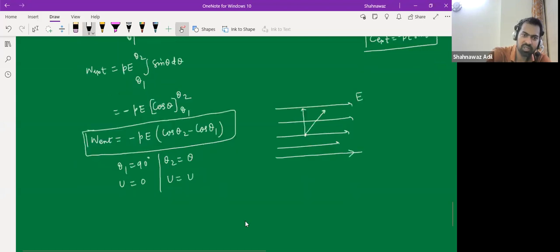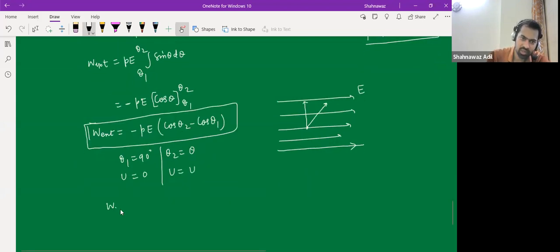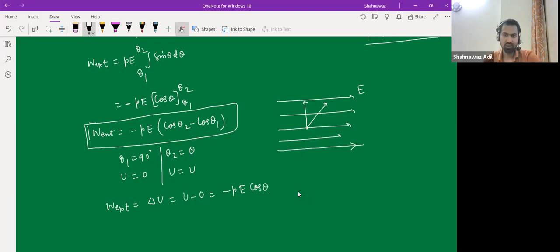So then my potential energy would be what? This work external would be the change in potential energy, which is u minus 0, which is minus PE cos theta. Okay. So u is minus PE cos theta. And what gives you AB cos theta? What gives you AB cos theta? Which product gives you AB cos theta?